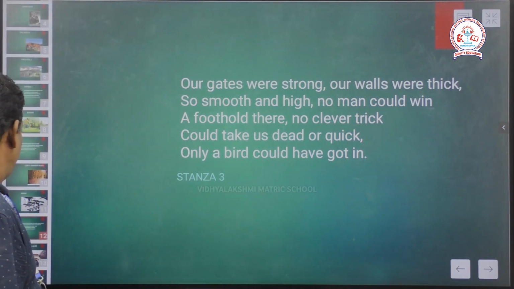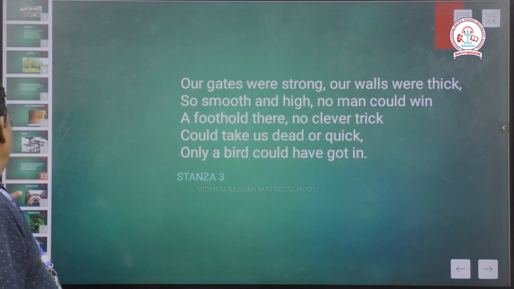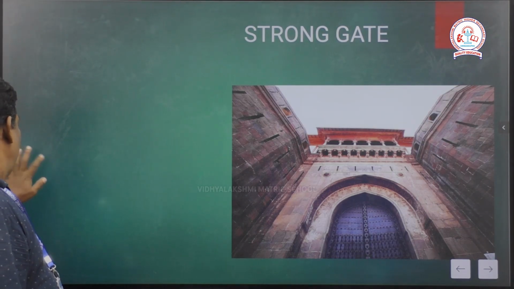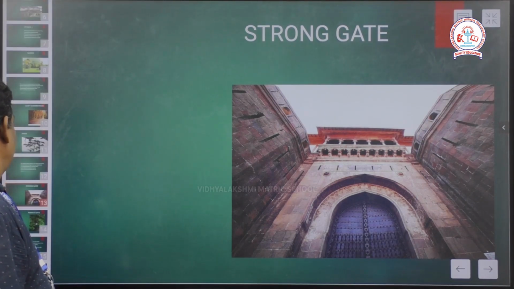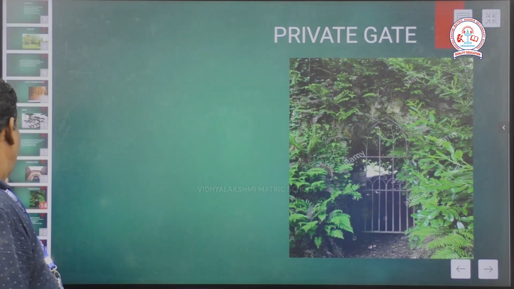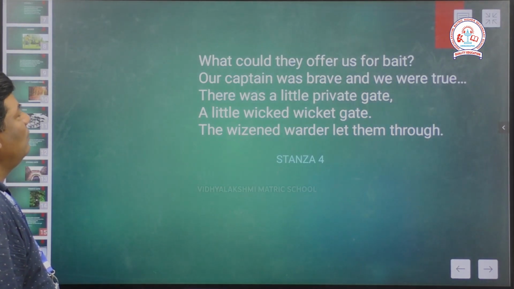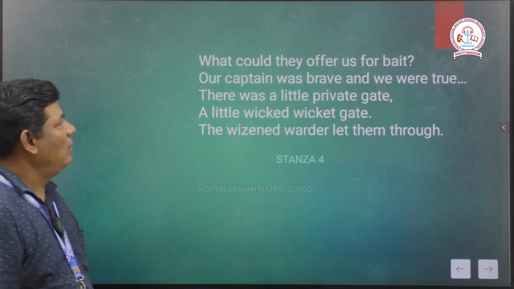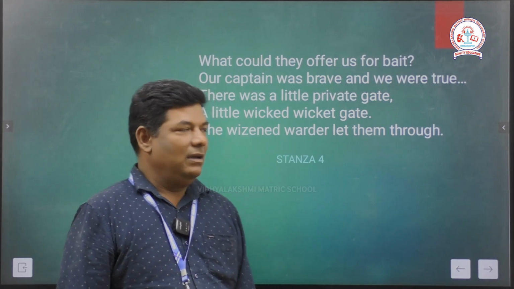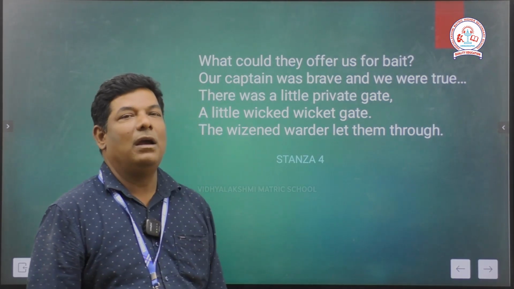And we are passing on to the next. See the strong gate. I want to show you a picture, and in the next stanza there is a private gate. I will show you before going there. And we are passing on to stanza 4. What could they offer us for bait? They cannot offer us any kind of bait.